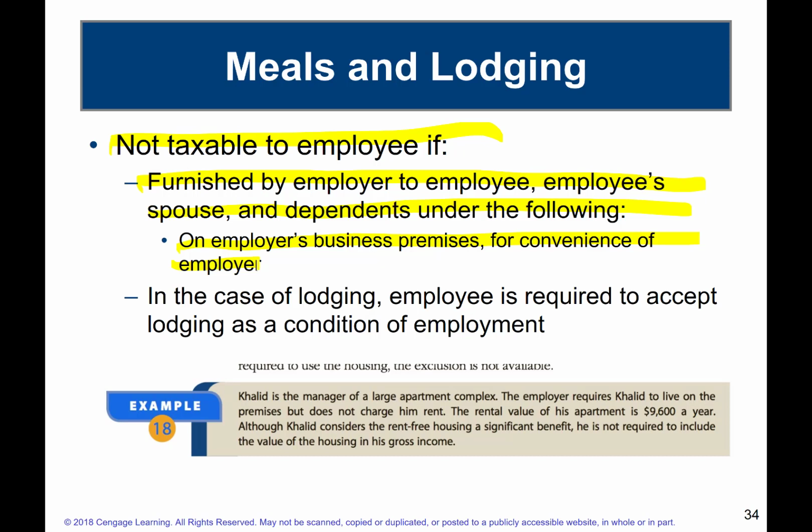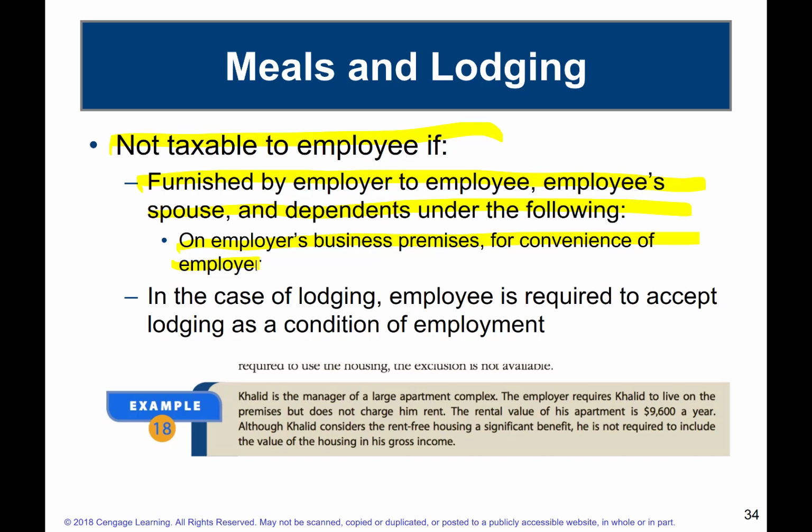Okay, so if that's the case, they'll order in, they'll pass around the menu, and then everybody gets to choose what it is they want to eat, and then they bring it in. Well, you don't have to pay the tax on that, because that's for the advantage of the employer.